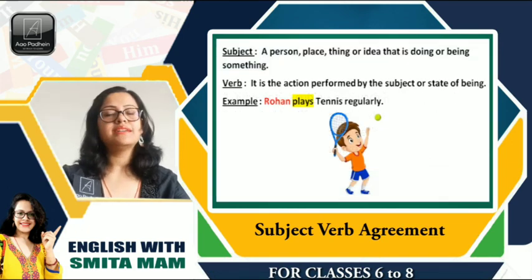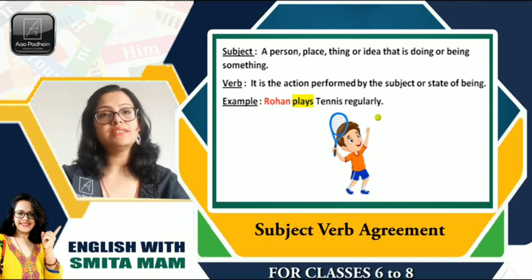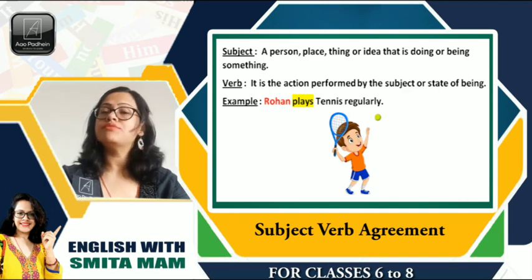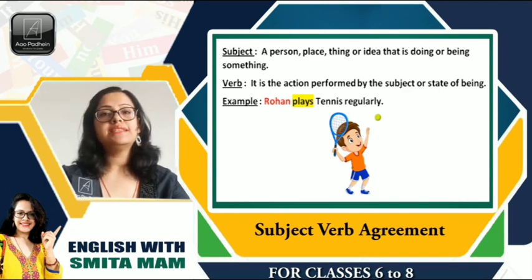What is subject in a sentence? The subject of a sentence is a person, place, thing or idea that is doing or being something. Now, what is verb in a sentence? It is the action performed by the subject or state of being. Let's understand it with an example.